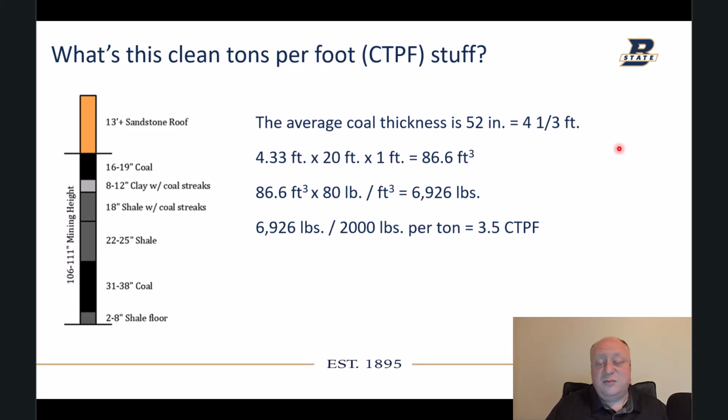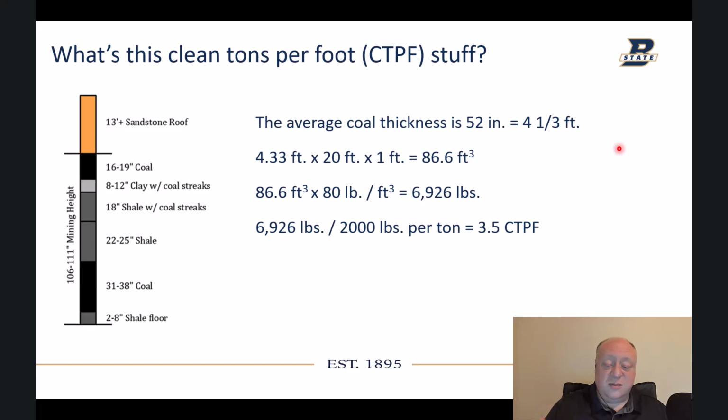And it's 86.6 cubic feet. And if we multiply that by 80 pounds per cubic foot, we get just under 7,000 pounds of coal every foot that we mine, right? If we divide that by 2,000, we get 3.5 clean tons per foot.